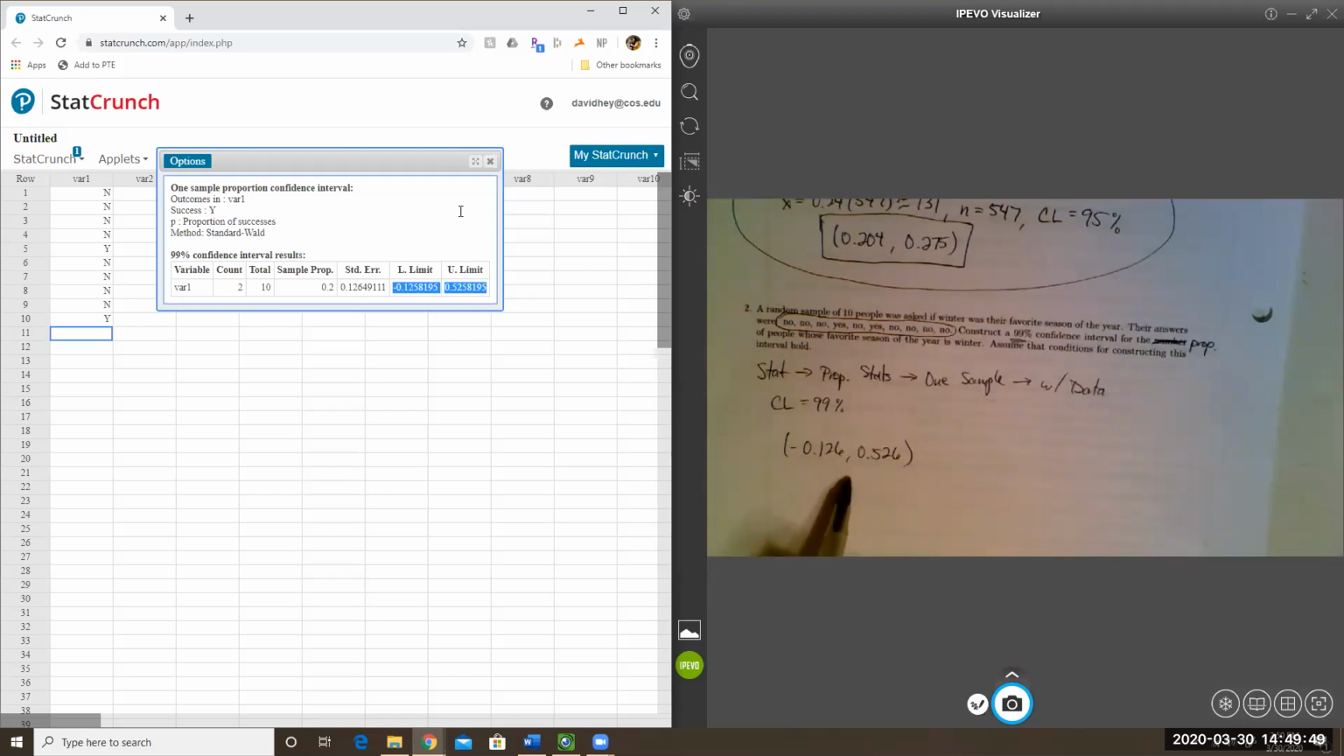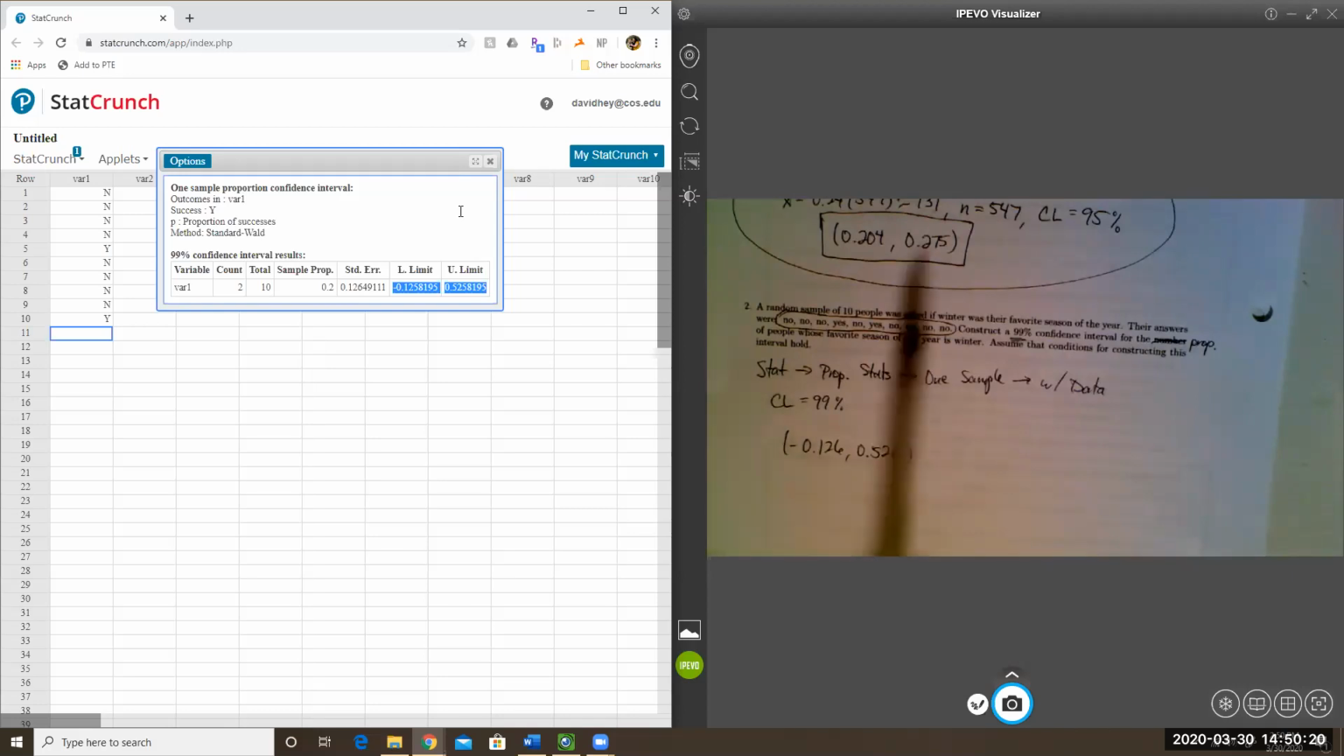One of the things that's weird about this is that our lower bound is less than 0. That's a strange thing, because if you're talking about what proportion of people have some kind of characteristic, the smallest it can ever be is 0. It can never be negative, right? It doesn't make sense to say that negative 12.6% of people think winter is their favorite season of the year. Like, what would that even mean, right? Negative 12.6. That doesn't make sense, right? The smallest it could be is 0. And in fact, here we had 2 people respond yes. So we know that it's not 0. We know it's got to be actually bigger than 0.